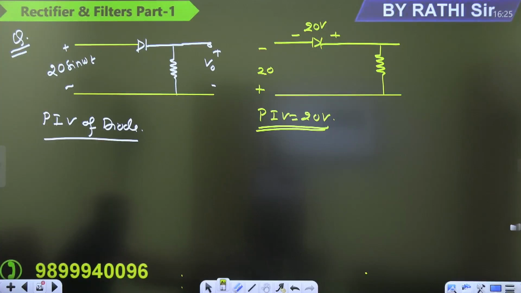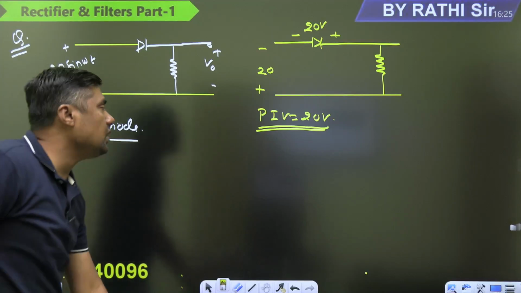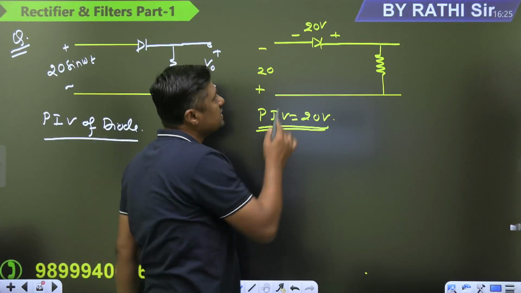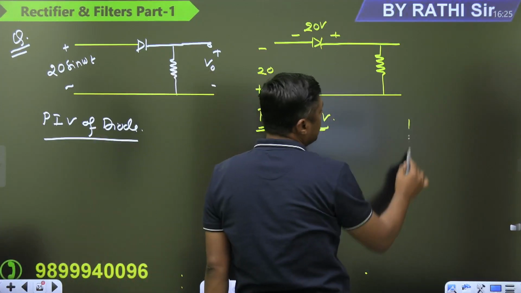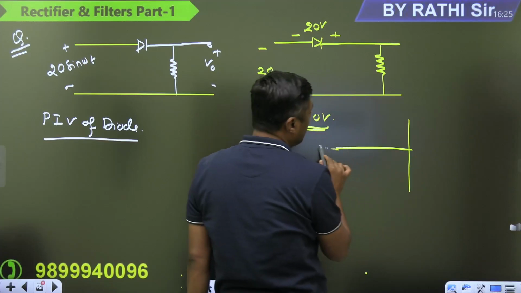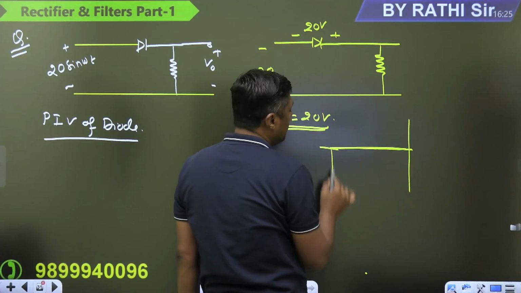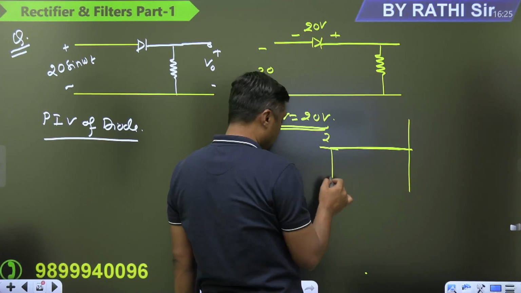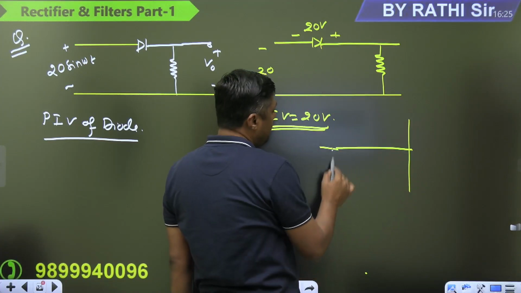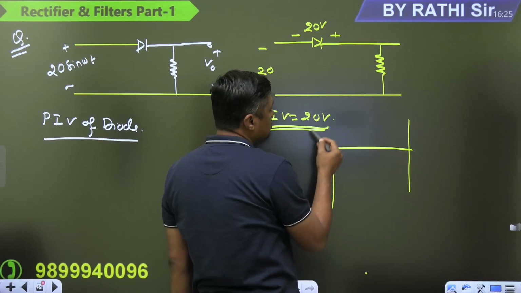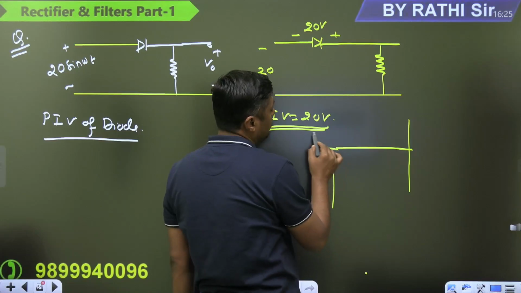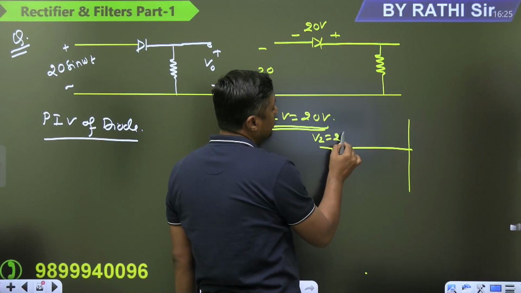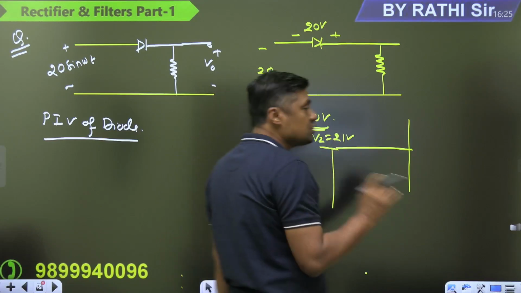What is the PIV appearing across the diode? 20 volt. So up to 20 volt it should not break down. Up to 20 volt it should not allow the current. Otherwise, if there is a current in the reverse direction, the circuit will not work. So what should be the breakdown voltage? Tell me. 20 volt or more than 20 volt. If the PIV appearing across the diode is 20 volt, then what should be the breakdown voltage? More than 20 volt. For example, 21 volt. So up to 21 volt, there is no problem.